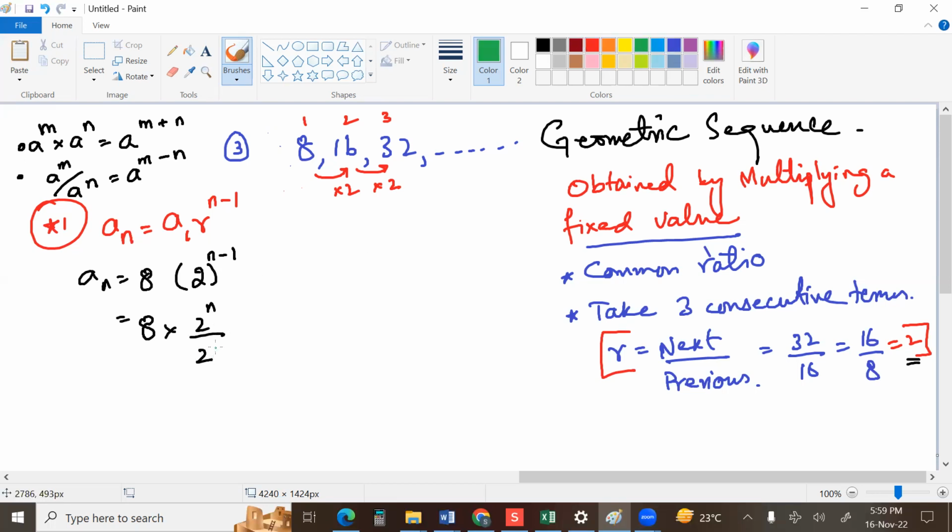That can be further simplified. 2 1s and 2 4s. That's 4 times 2 power n. If you still want to write it in another form, you may. 4 is 2 squared, and this is finally 2 to the power n plus 2. These are all possible forms of the same correct general rule.